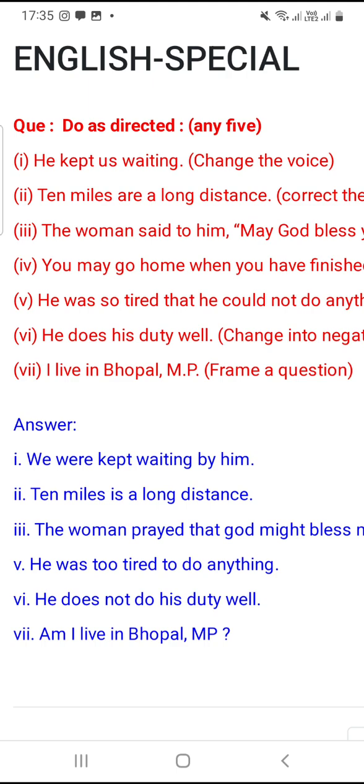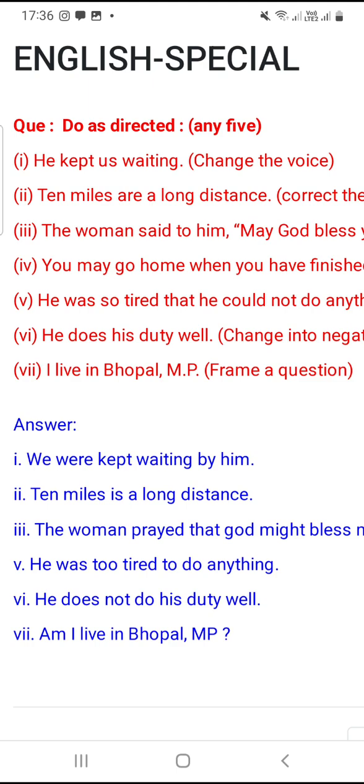Then the fourth change is 'by', and the fifth change is 'he' becomes 'him', because he is a subjective pronoun and him is an objective pronoun. Us is an objective pronoun and we is a subjective pronoun. So you must have noticed two changes: he becomes him and us becomes we. So the answer will be: We were kept waiting by him.